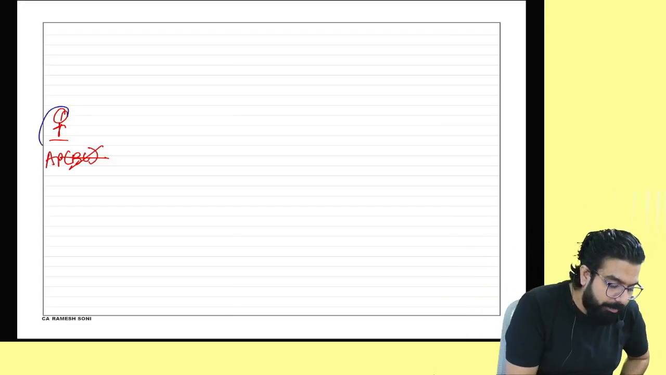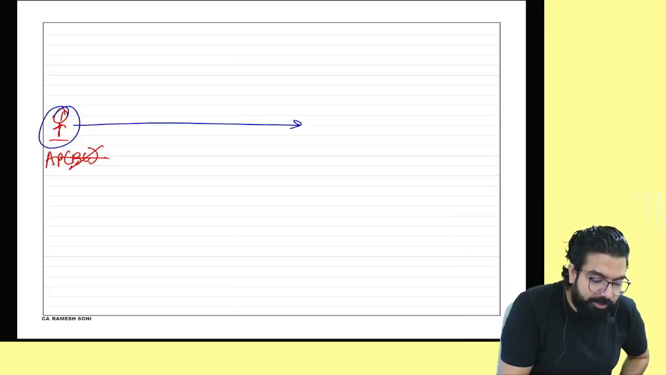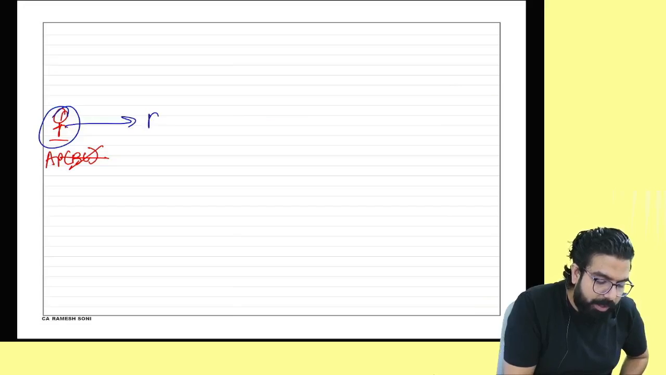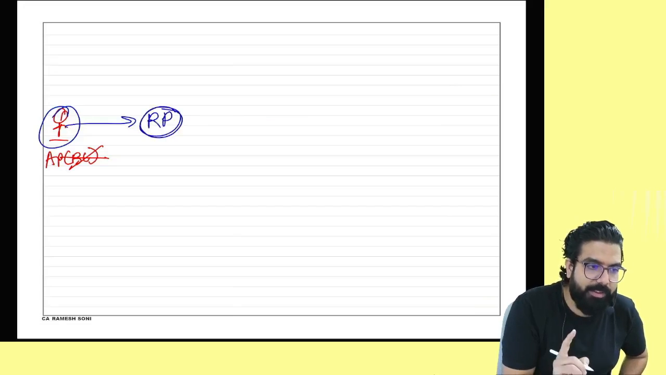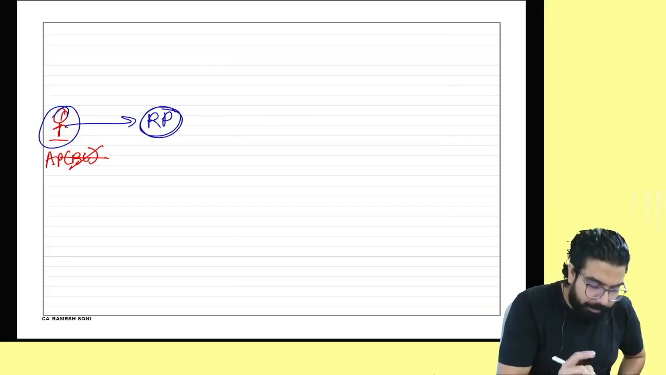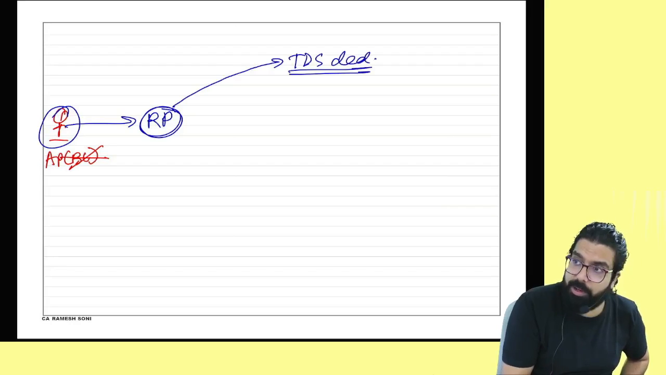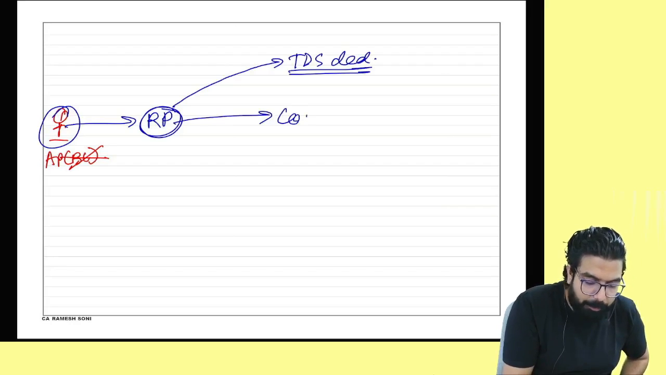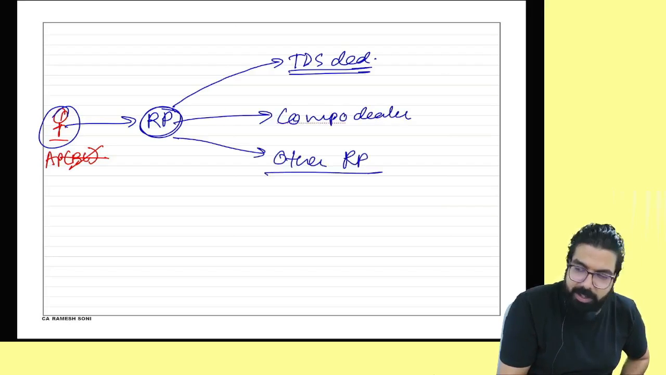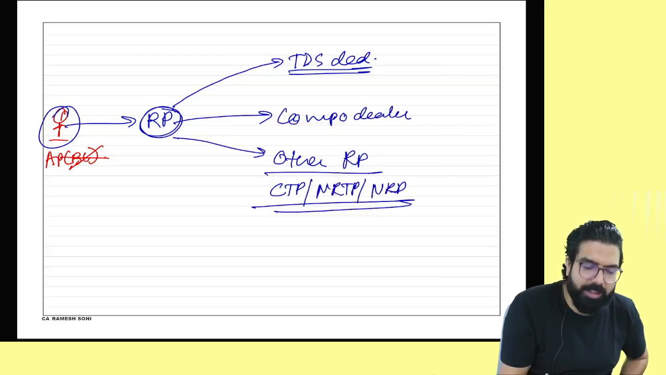Next. So, any person giving to a registered person. Giving to whom, everyone? Registered person. The registered person will pay GST under RCM. But a registered person can be a TDS deductor. A registered person can be a composition dealer. A registered person can be another registered person also, like a casual taxable person, NRTP, or normal registered person. All these are other registered persons.